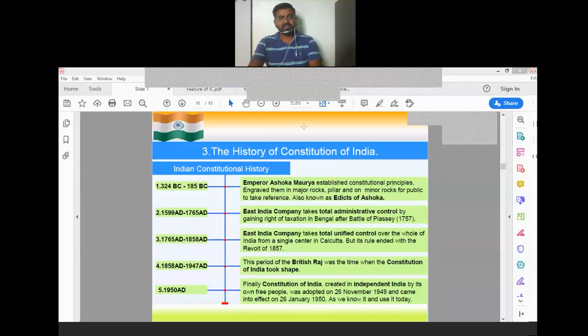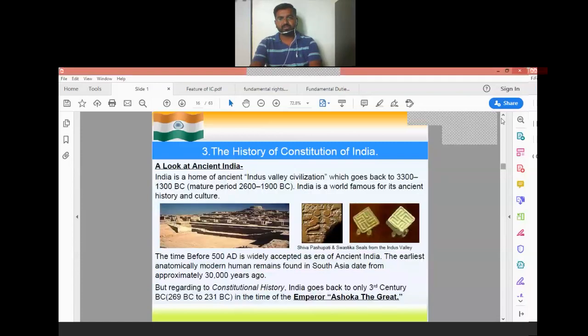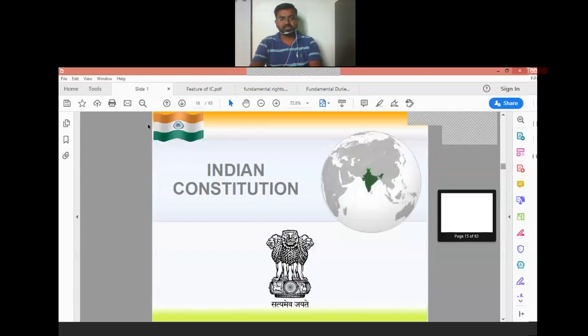Before starting the history, we need to understand why we need the constitution, and if we don't have any constitution, then what are the factors that impact us? Okay, so first we start the discussion regarding why we need a constitution.